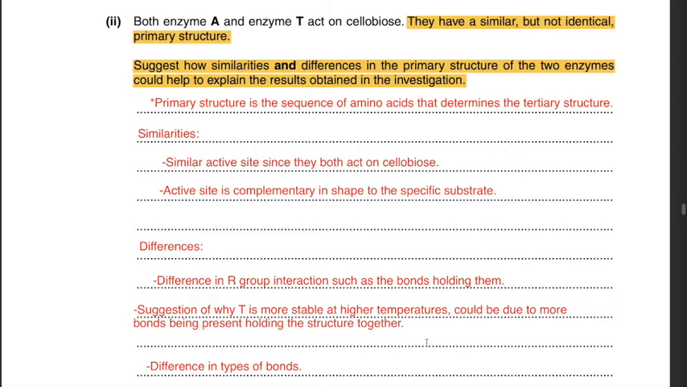Then you could mention the active site being complementary in shape to the specific substrate, cellobiose, as both enzyme A and enzyme T act on cellobiose, and in order to bind with cellobiose, they should have an active site that is complementary in shape. The differences are the difference in R group interaction, such as the bonds holding them. You could also mention why T is more stable at higher temperatures. It could be due to more bonds being present holding the structure together. Then you could mention the difference in type of bonds, such as hydrogen bonds, ionic bonds, disulfide bonds. This is a suggestion question, so you can write any key point that you feel is important or relevant to this question.